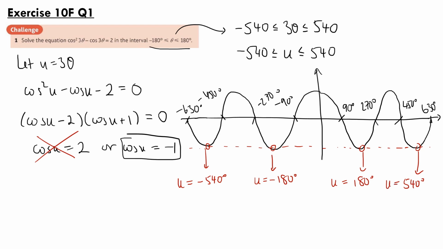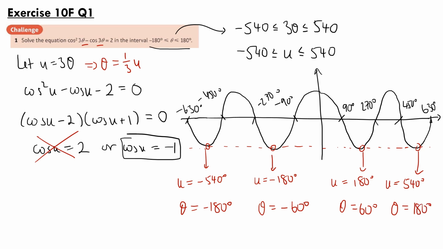Now, as we did with the previous question, we have to convert this back into theta. And so we have theta is equal to a third u. So dividing all these by 3, we have theta is equal to minus 180 degrees, theta equals minus 60 degrees, theta equals 60 degrees, and theta equals 180 degrees. And those are our four solutions.